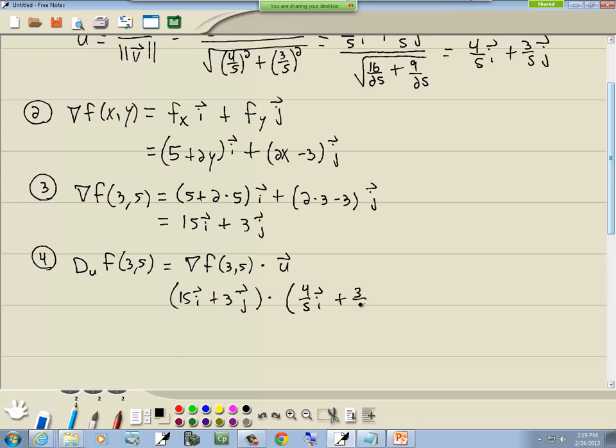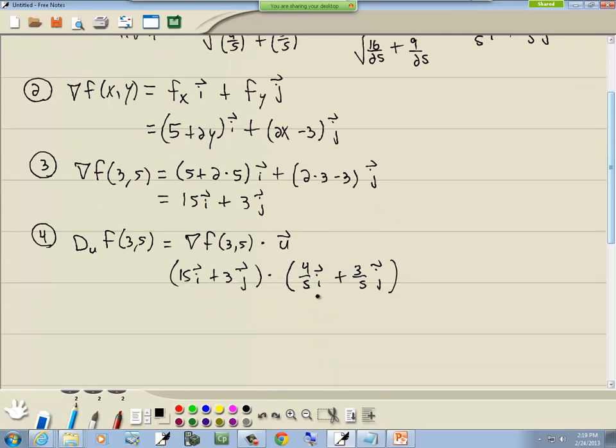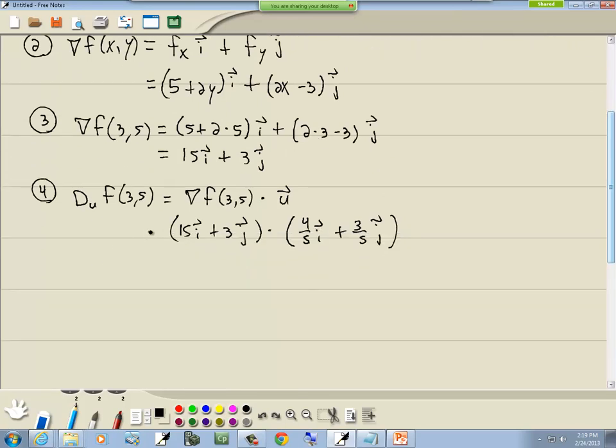Plus 3/5 j. That was our u from up above. Remember we multiplied together what's in front of our i's. So I got 15 times 4/5, plus, multiply what's in front of our j's, so we've got 3 times 3/5. Well, that gives us 60/5 plus 9/5, which gives us 69/5. And that's the value of the derivative at that point in that particular direction.